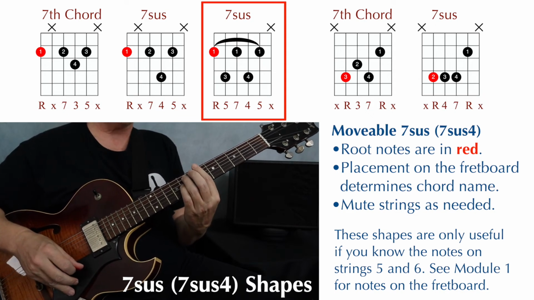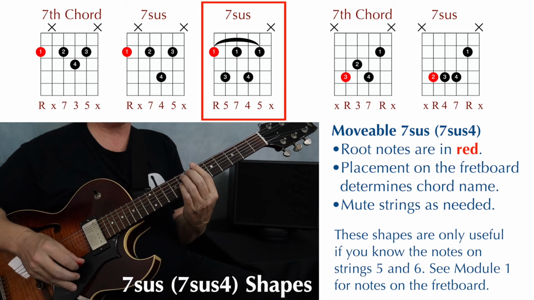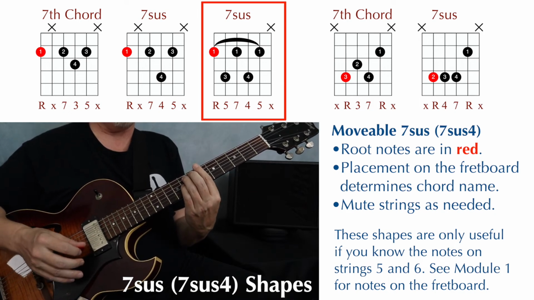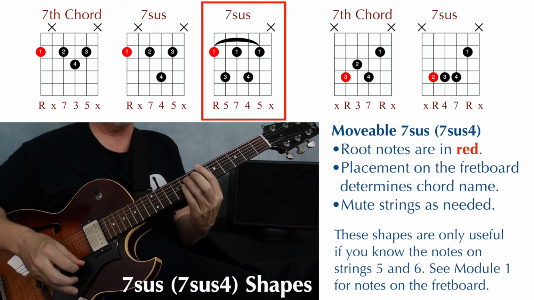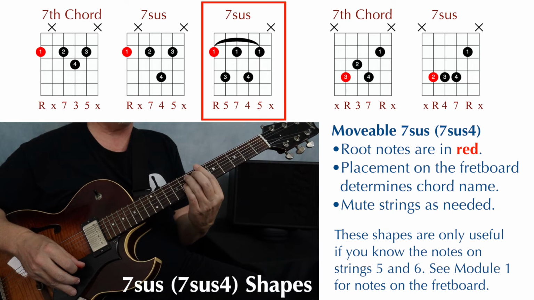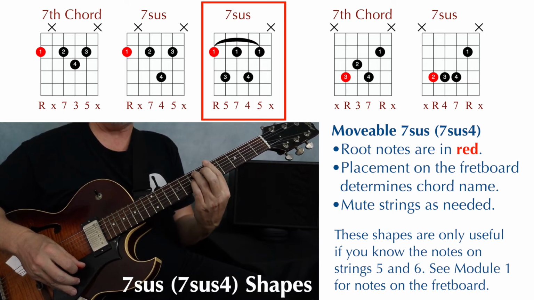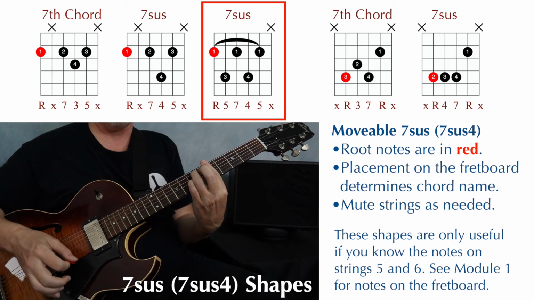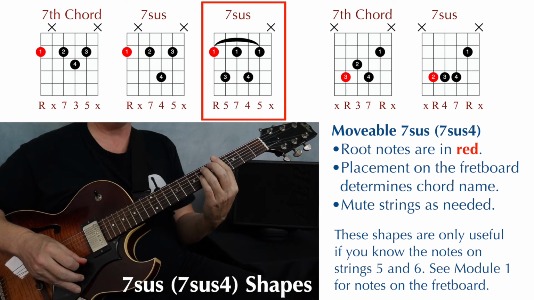Now this is a movable shape, so you can play this anywhere on the guitar. This happens to be a B flat 7sus that I'm playing because I'm placing the root of the shape on the B flat, string 6, fret 6. If I were to move it down a fret, so now my 1st finger is on the A with the root, now it's an A7sus. And then if I move it down one more fret, it's an A flat 7sus.